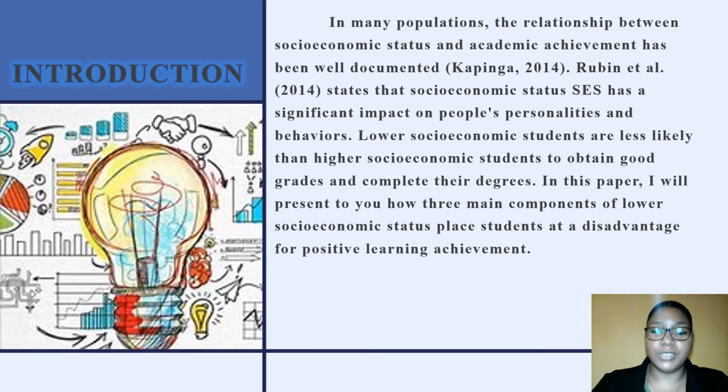In many populations, the relationship between socioeconomic status and academic achievement has been well documented. Rubin et al. state that socioeconomic status has a significant impact on people's personalities and behaviors. Lower socioeconomic status students are less likely than higher socioeconomic status students to obtain good grades and complete their degrees. In this paper, I will present how three main components of lower socioeconomic status place students at a disadvantage for positive learning achievement.